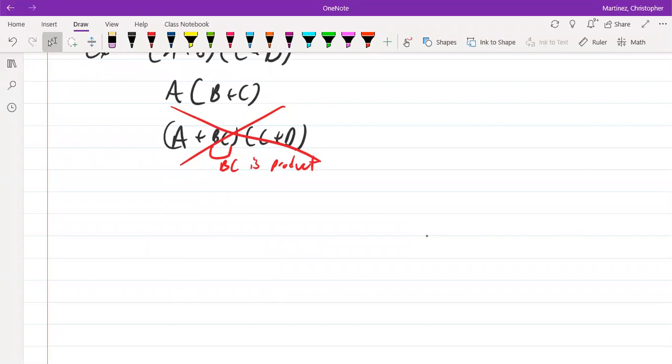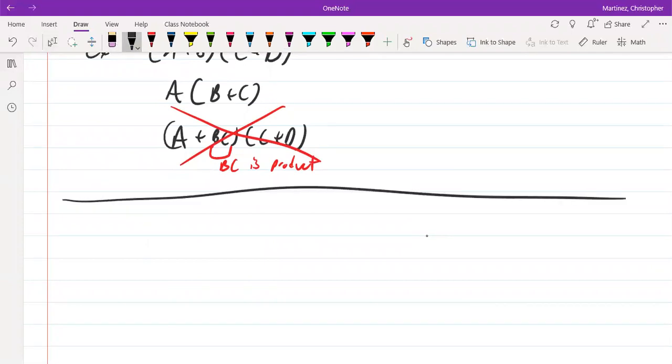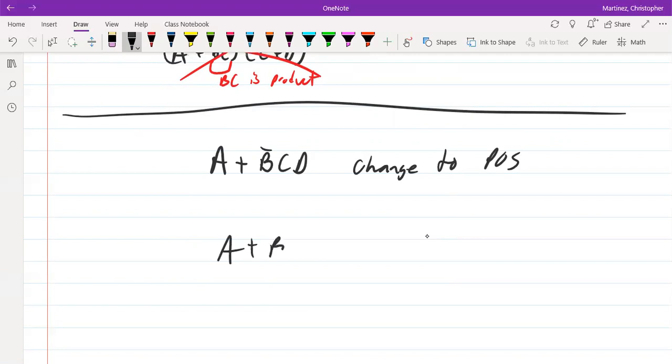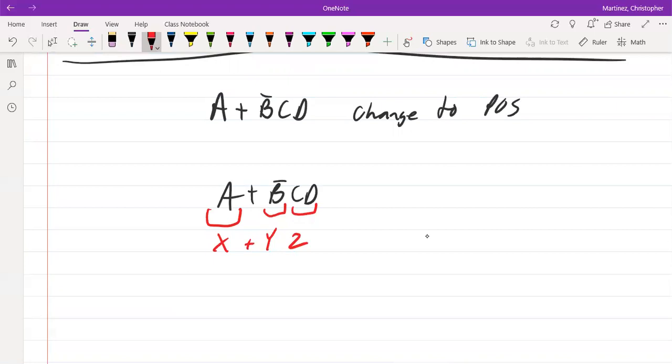Okay, so let's take an example and let's work through it. Let's say I have A plus B bar CD. I want to change to a product of sums. Okay, so where would I start? I'm going to take A plus B bar CD. I'm going to do some substitutions. I'm going to say A is X. And then I'm going to just take one of these letters. I'm going to say B is Y, C and D is Z. And X plus YZ, I can take that to be X plus Y and it with X plus Z.